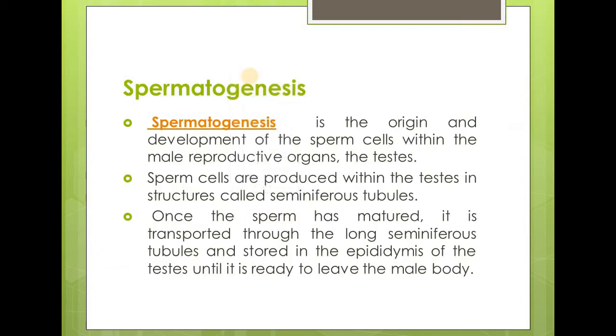Coming to the definition of spermatogenesis, it is the origin and the development of the sperm cells within the male reproductive organ, the testis. The sperm cells are produced within the testes in the structure called the seminiferous tubules, and once the sperms are matured, they are transported through the long seminiferous tubules and stored in the epididymis of the testes until they are ready to leave the male body.